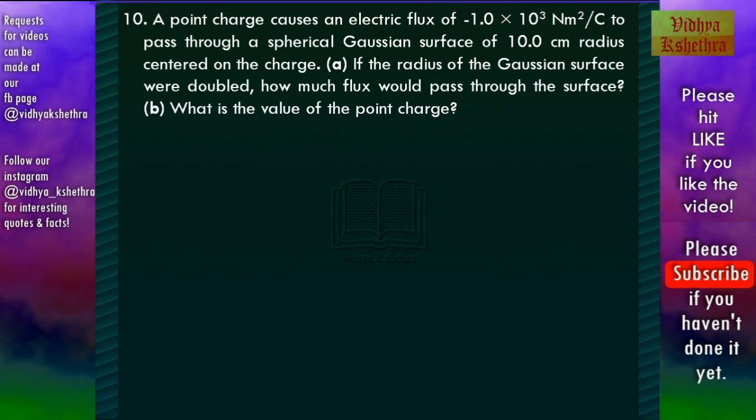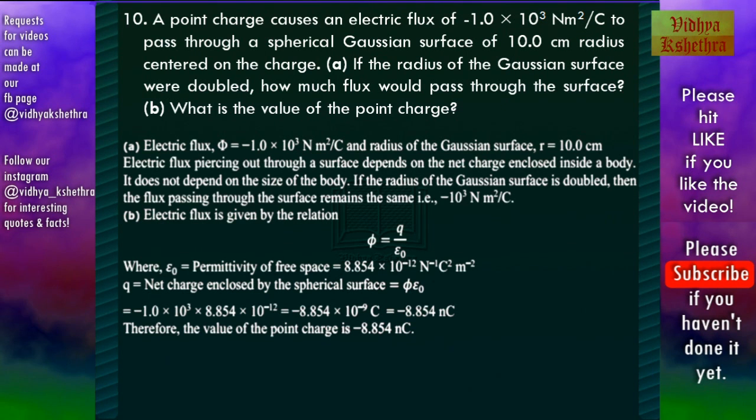Now the 10th problem. In this case, a point charge causes an electric flux of negative 1 into 10 raised to 3 Newton meter square per coulomb to pass through a spherical Gaussian surface of 10 cm radius centered on the charge. If the radius of the Gaussian surface were doubled, how much flux would pass through the surface? What is the value of the point charge? Now electric flux phi is given that it is negative 1 into 10 raised to 3 Newton meter square per coulomb, and radius of the Gaussian surface r is equal to 10 cm.